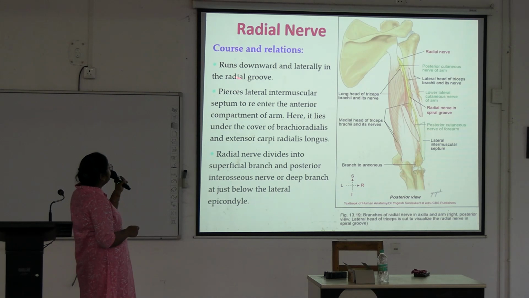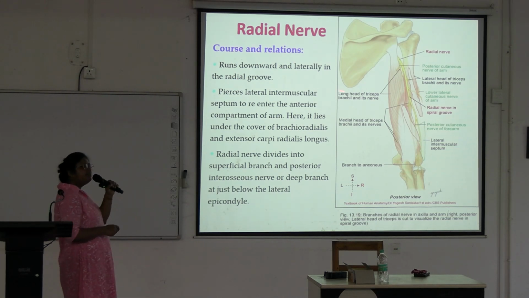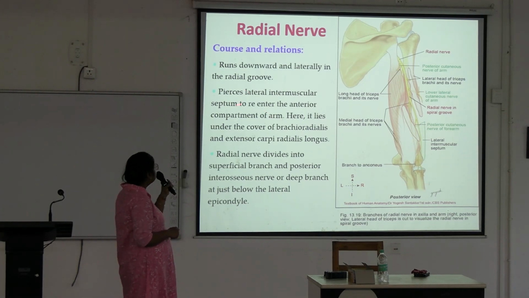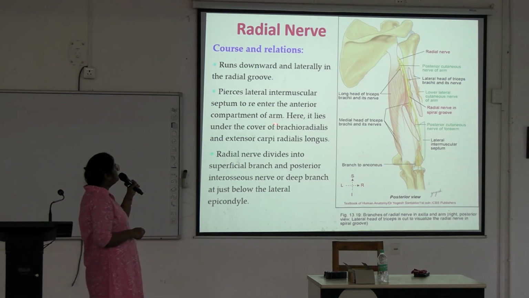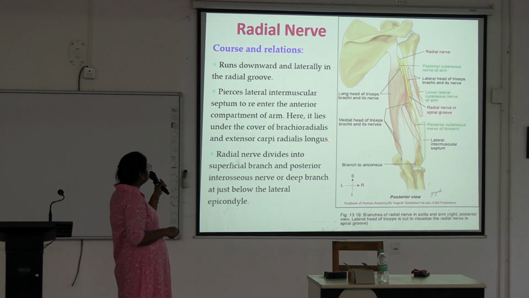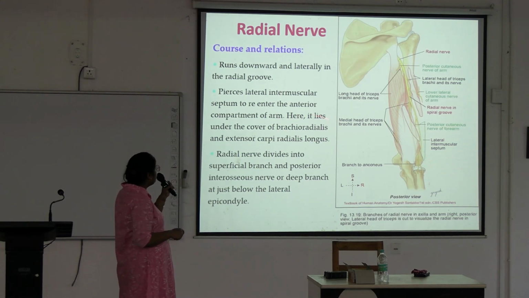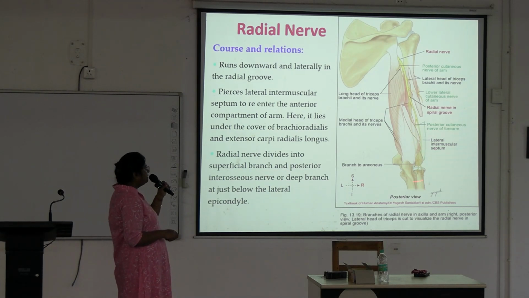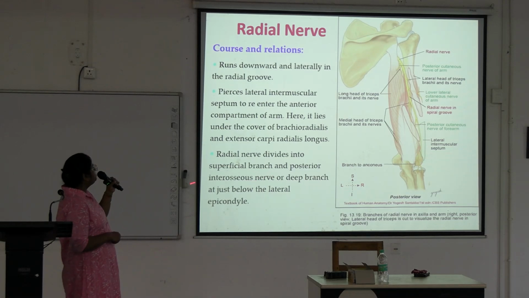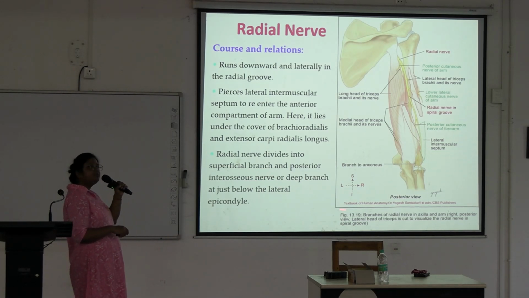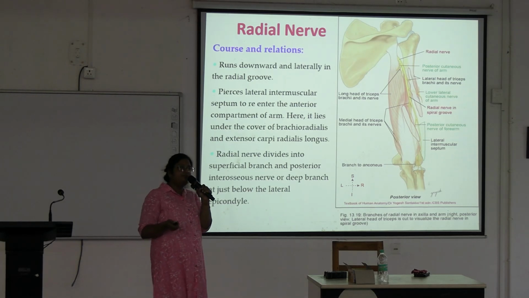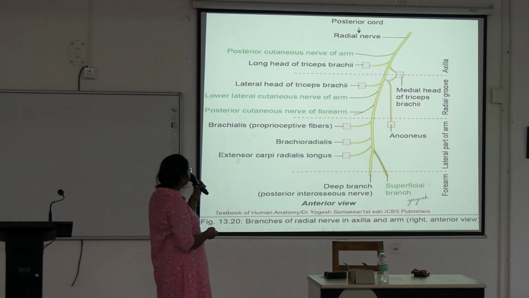Okay, next it runs downward and laterally in the radial groove, pierces the lateral intermuscular septum to re-enter the anterior compartment of the arm, and here it lies under cover of brachioradialis and extensor carpi radialis longus, here near the elbow. And this radial nerve divides into superficial branch and posterior interosseous branch or deep branch just below the lateral epicondyle, or you can say in front of the lateral epicondyle.